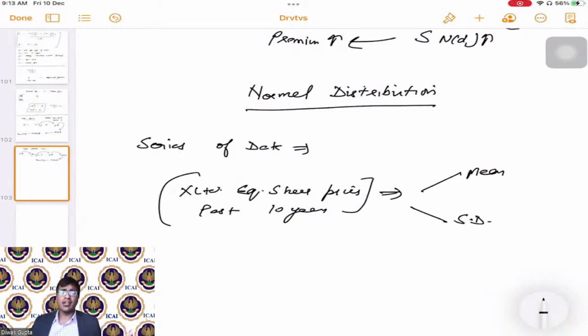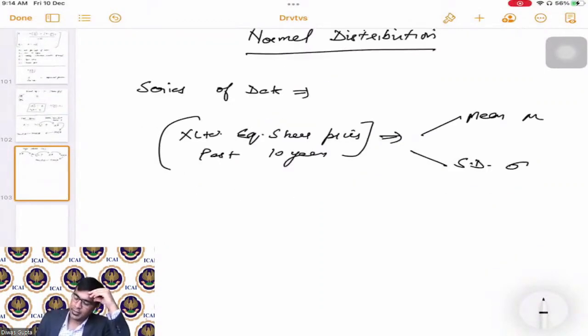For mean, you just take the simple average, all the days' data divided by the number of days. Standard deviation is the deviation from the mean. Then do the square and then take the square root, you will get the standard deviation. This we have already discussed, how to calculate the standard deviation, in portfolio management. Now mean is represented by this, standard deviation is represented by this. Okay. Now using mean and standard deviation.